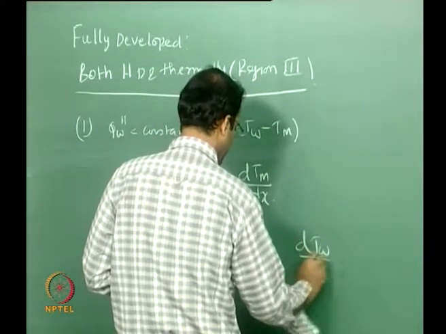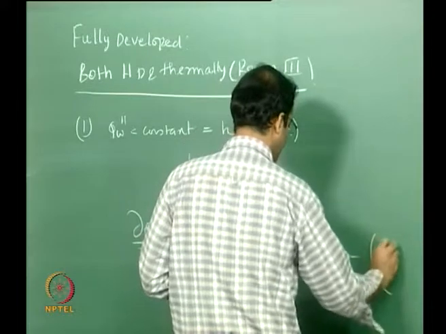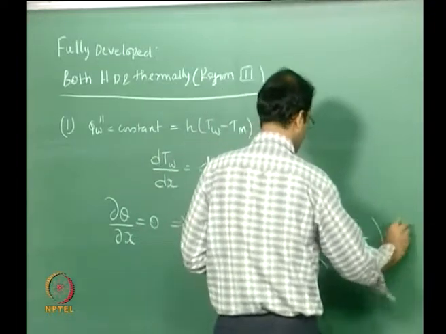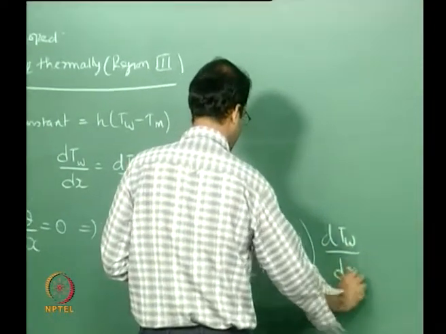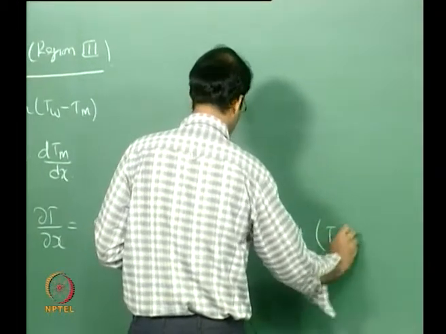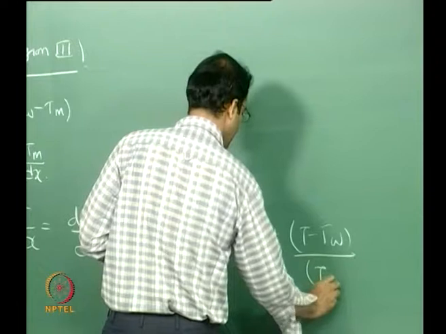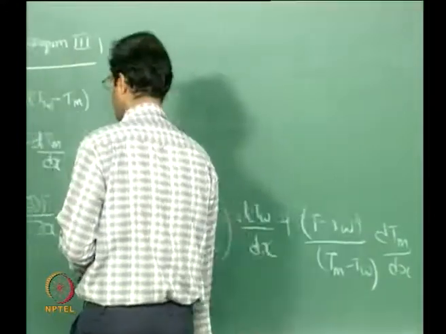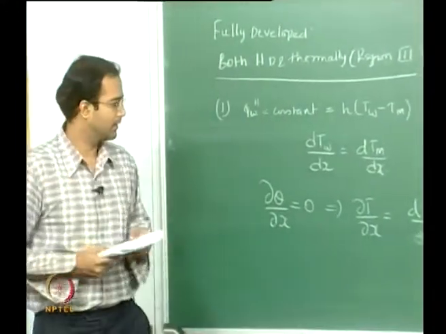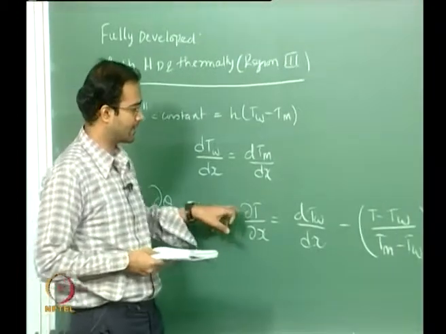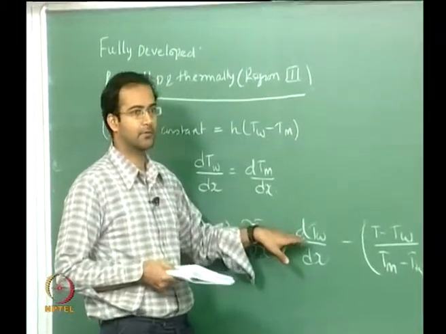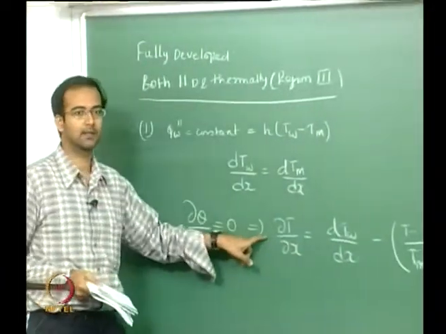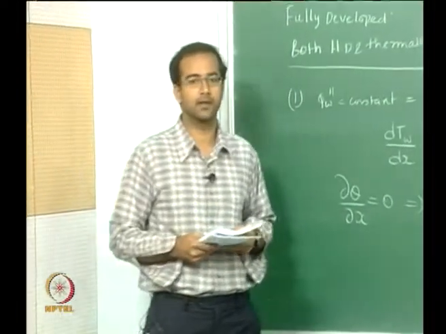That was: dT by dx equals [(T wall minus T) by (T wall minus Tm)] into dTm by dx plus [(T minus Tm) by (T wall minus Tm)] into dT wall by dx. You can note the partial and the standard derivative that I am using here. These are functions of only x, whereas temperature is a function of both r and x. Therefore I use a partial derivative for dT by dx.